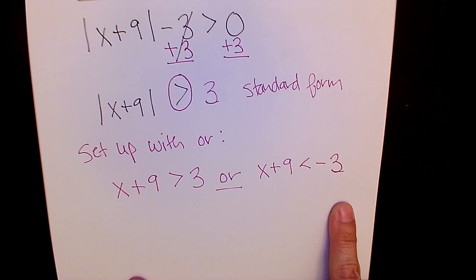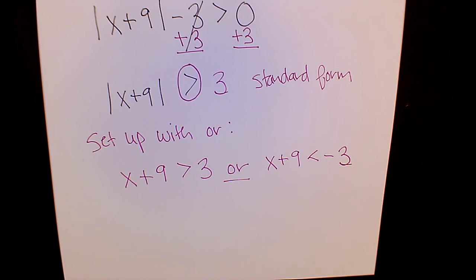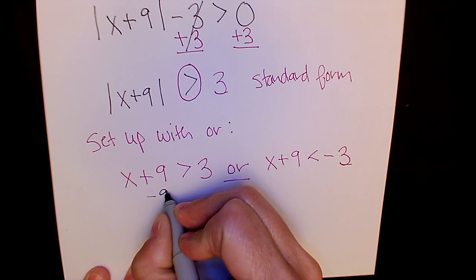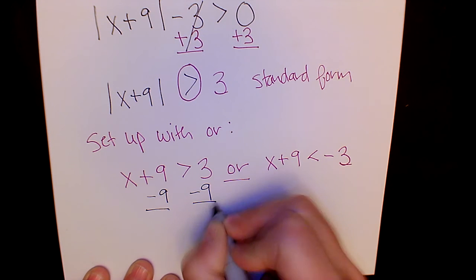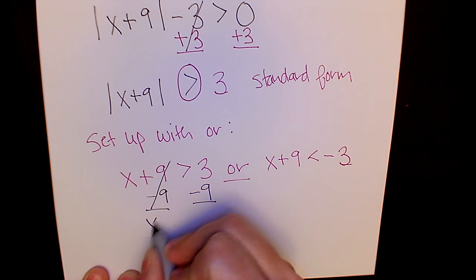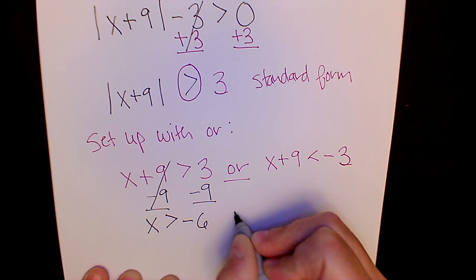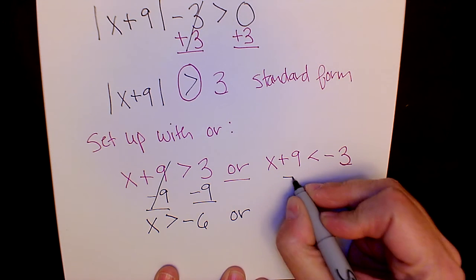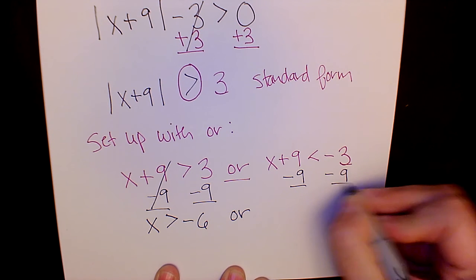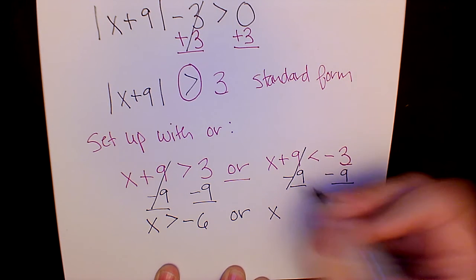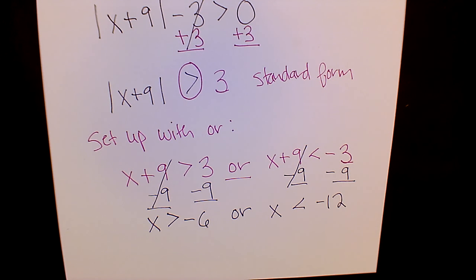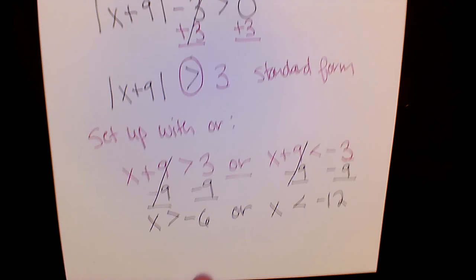And then we're just going to solve this. Okay? So how do I get rid of the 9? I'm going to subtract 9 from both sides. Okay, so x can be greater than negative 6. And I'm going to do the same over here. x is less than negative 12.